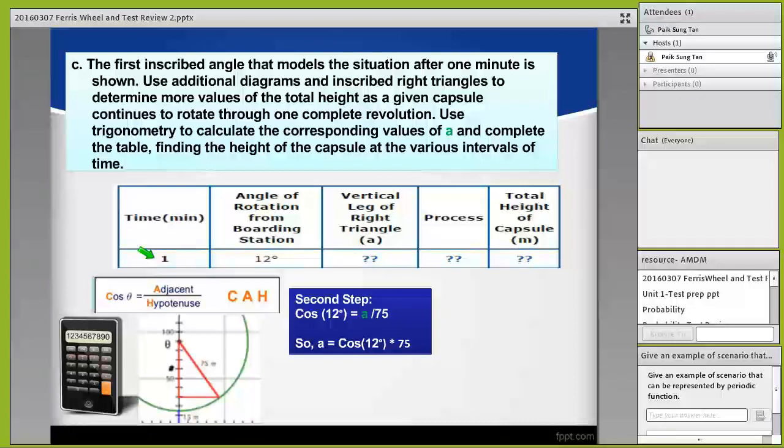The first minute, we know the angle is 12 degrees. So if the angle is 12 degrees, how are we using cosine to calculate the vertical leg of the triangle? We know cosine theta is equal to adjacent over hypotenuse. And here's my triangle. Let's draw.